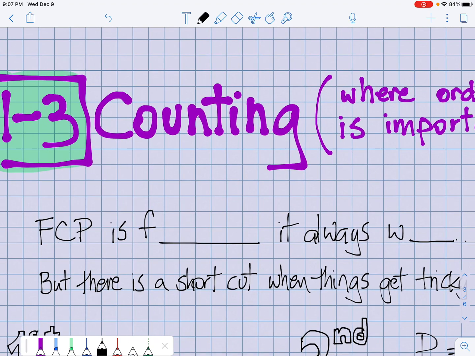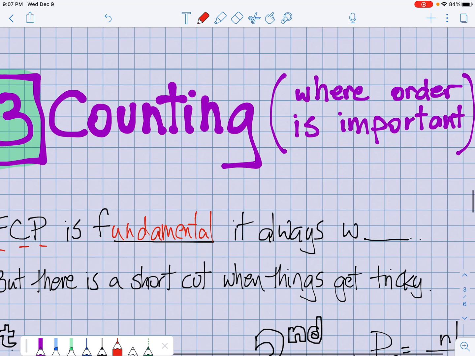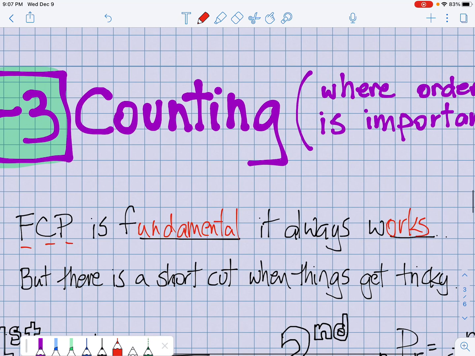Now, keep in mind, the fundamental counting principle is fundamental. You can always use it. It always works. But like I said, sometimes things get tricky and there's a shortcut. So today we're going to be talking about what this shortcut is.